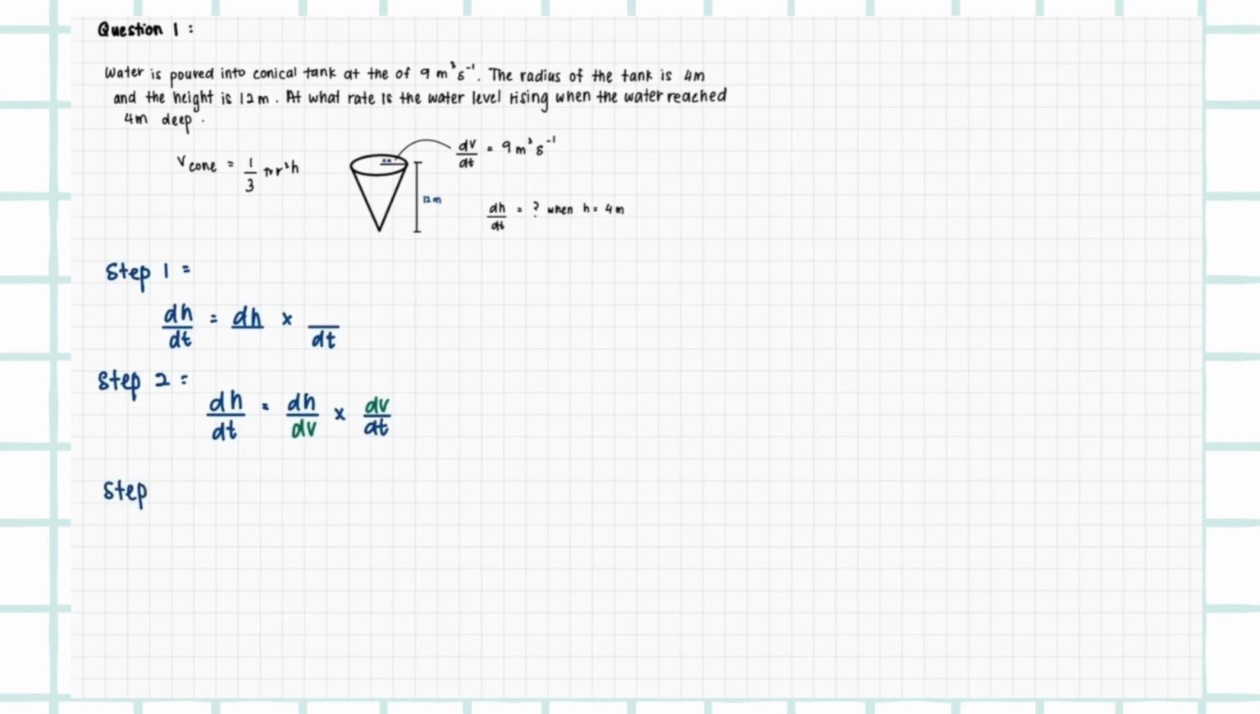Step 3. Find dH per dV using the formula that is given, which is V equals 1 per 3 pi r squared h. There are two variables, r and h. There's no r because r needs to be substituted.